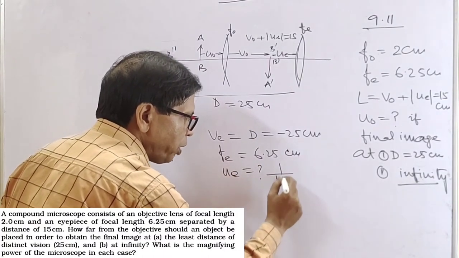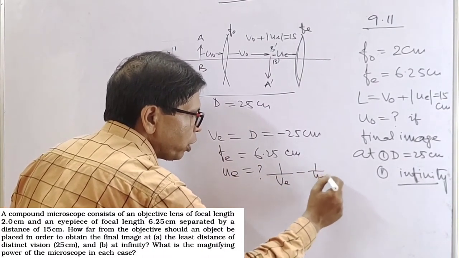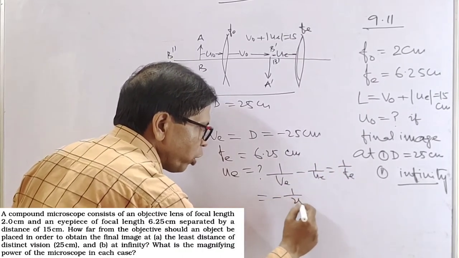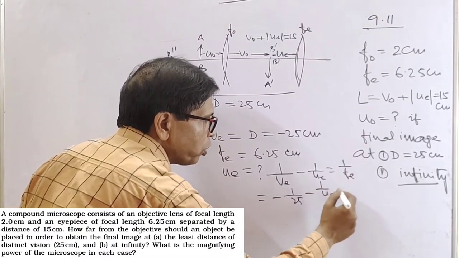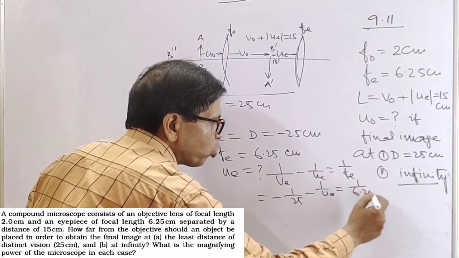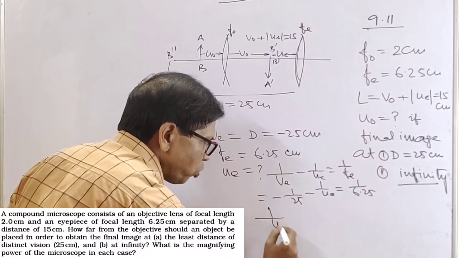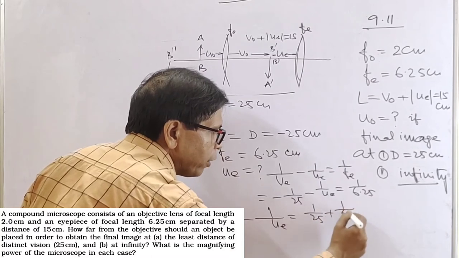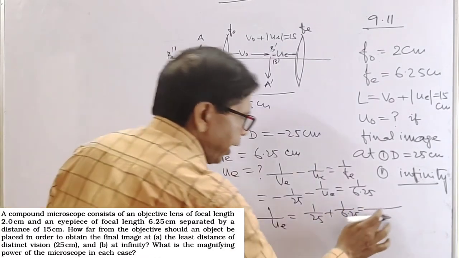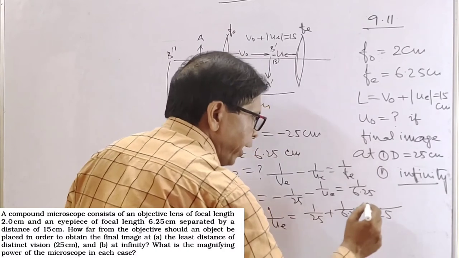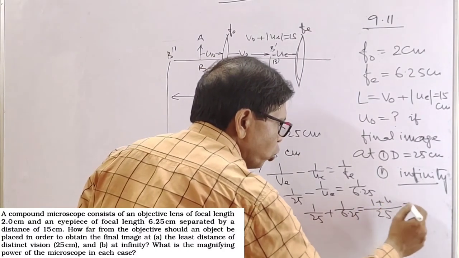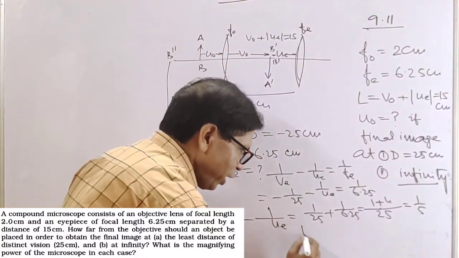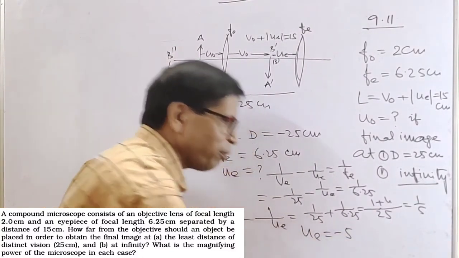Look at this, 1 by V minus 1 by UE equals 1 by FE. So this is minus 1 by 25 minus 1 by UE equals 1 by 6.25. So 1 by UE equals 1 by 25 plus 1 by 6.25. The LCM is 25, and this is 1 plus 4, so this is 1 by 5. Therefore, object distance UE equals minus 5.